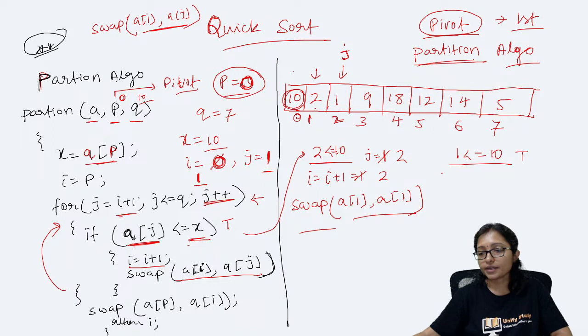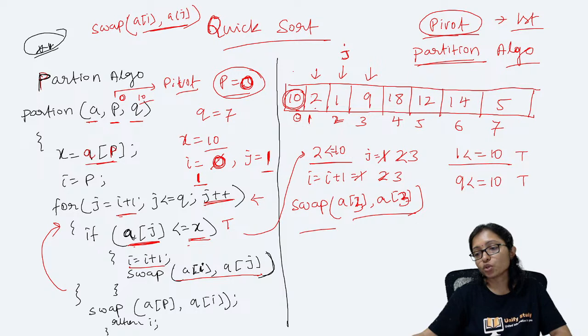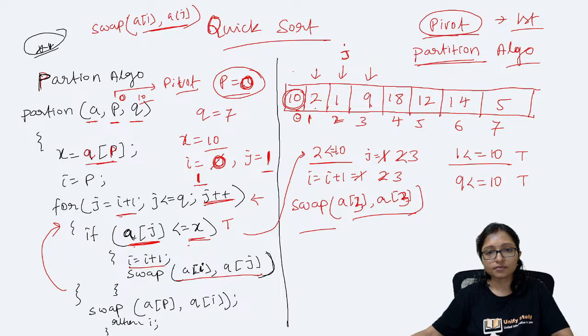Again what will happen? Same swapping will go on with A2 and A2, because I value is 2, J value is also 2. So ultimately no swapping. Again 9 is less than or equal to 10. Yes, true. That's why J value is updated to 3, I value is also updated to 3. Both are 3. Swap 3 with 3. No swapping ultimately. Right. Now next checking is 18 less than or equal to 10.